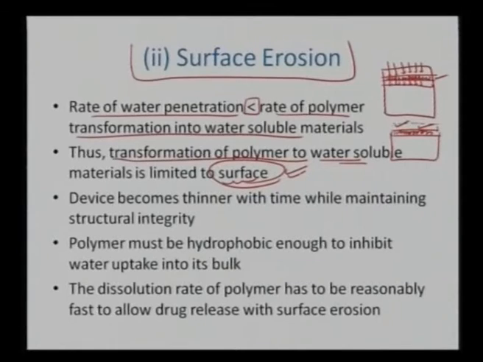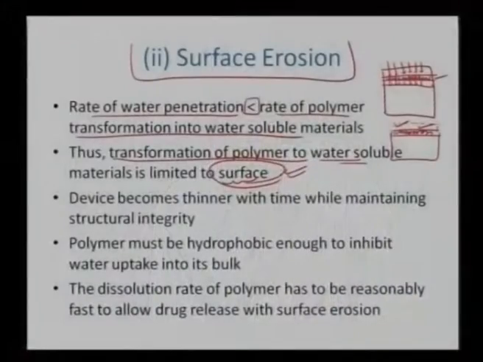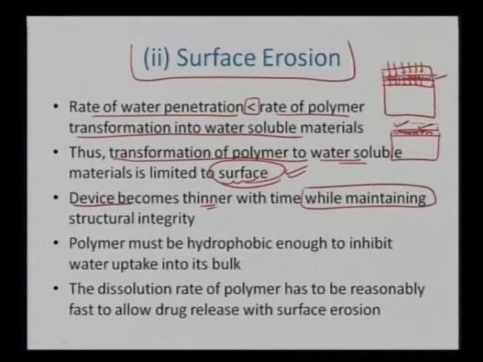So that is the advantage of this particular process, that erosion is limited only to the surface, and it is specific to a particular material depending on its hydrophobicity or its chemical nature or its molecular weight. There are certain parameters or factors which will dictate that. So what is happening in the process? The device starts becoming thinner and thinner while maintaining its structural integrity.